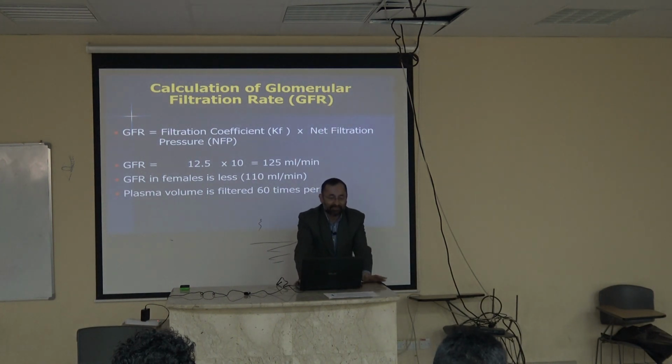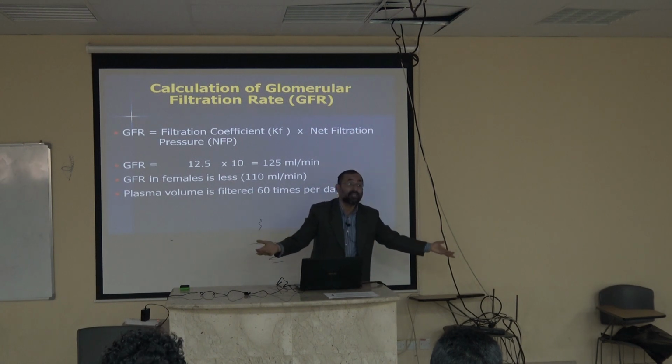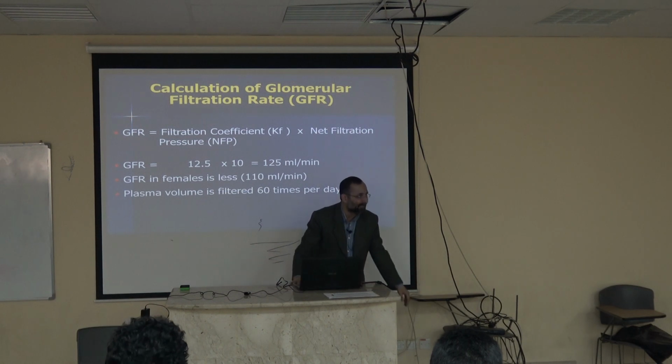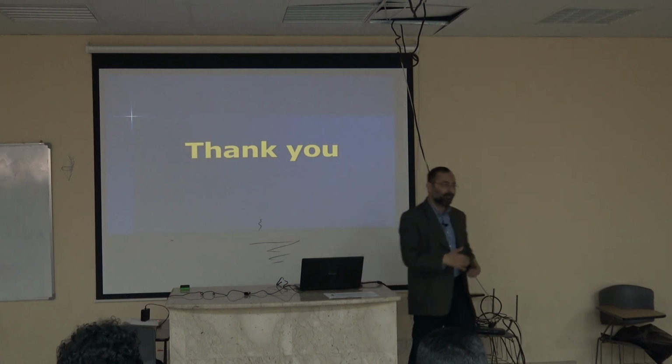All right. It is the same thing. I am leaving it for you. How do you calculate the GFR, filtration coefficient and net filtration pressure? I gave you the value of the filtration coefficient, I gave you the value of the filtration pressure, you just multiply, you will get the value of the GFR, 125 ml per minute. Alright? Done. Okay? And thank you.